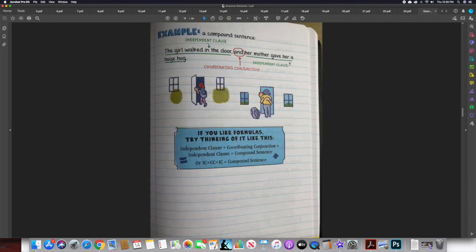Here's an example. Independent clause: The girl walked in the door. In other words, if you put a period right there, it'll be a sentence. It can stand on its own. Her mother gave her a huge hug. That's also an independent clause. To join those together: comma, coordinating conjunction. If you like formulas, try thinking of it like this: independent clause plus coordinating conjunction plus independent clause equals compound sentence.